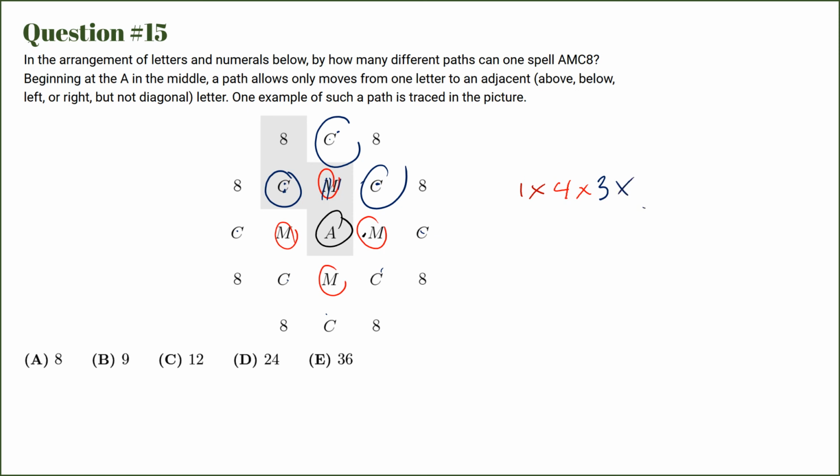Now let's look at the 8s you can choose. That'll be 1, 2. So 2. So this equals 4 times 3 times 2 equals 24. So that will be 24 paths you can choose, or D.